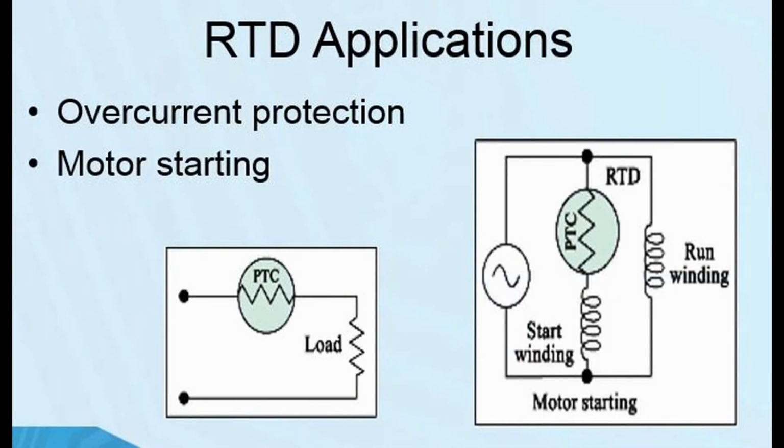Resistance temperature detectors, RTDs, work the opposite of a thermistor because it has a positive temperature coefficient, which means that the resistance will go up as the heat is increased.